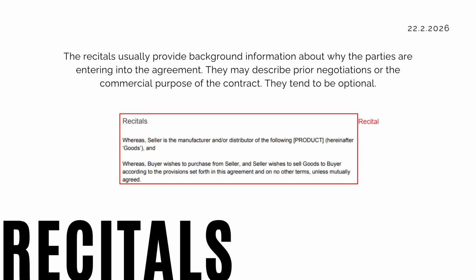Next, we have the recitals. The recitals usually provide background information about why the parties are entering into the agreement. They may describe prior negotiations or the commercial purpose of the contract. However, in this specific example, there is no formal recital section. This is acceptable because recitals are optional. However, in more complex agreements, they help interpret the intention of the parties if a dispute arises.